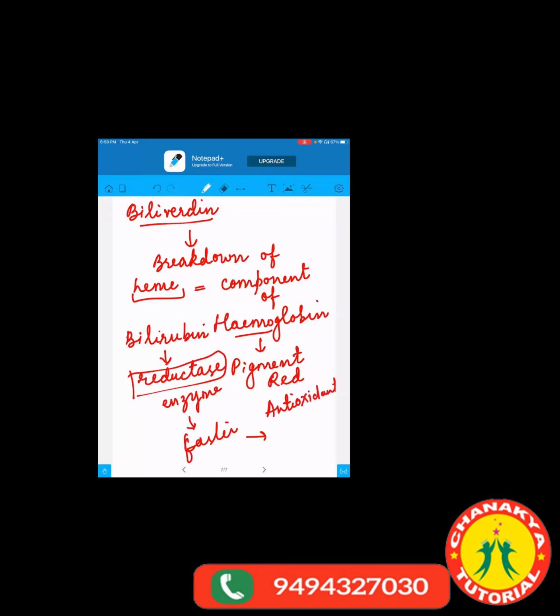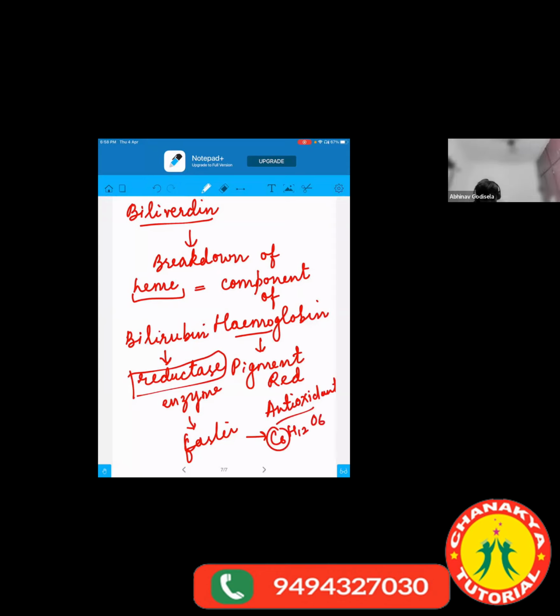Antioxidant means to reduce the number of molecules. Like if I talk about C6H12O6, how many carbons are there? 6. They convert the number of carbons into one number. As soon as they convert them, the reaction becomes fast, and it happens because of this reductase enzyme which is present in the biliverdin.